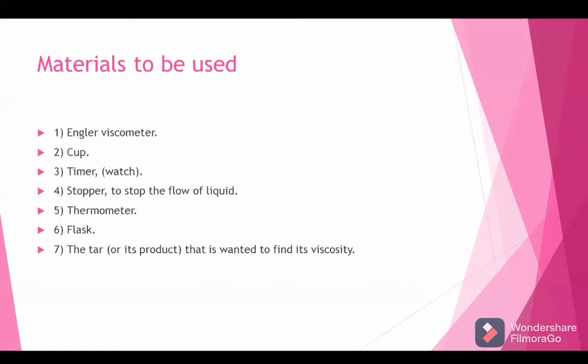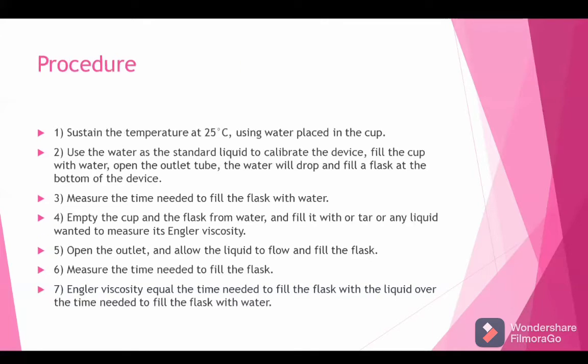There are some materials to be used in our experiment: the angular viscometer, cup, timer, stopper to stop the flow of the liquid, thermometer, flask, and the tar or its product whose viscosity we want to find. Next there is a procedure from which we can determine the viscosity of our particular liquid.